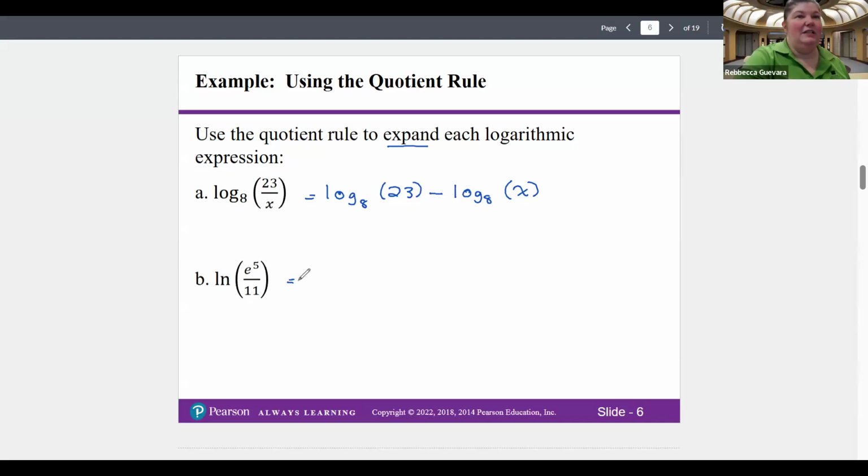Here we have natural log. So we have natural log of e to the 5th over 11, which is going to turn into natural log of e to the 5th minus natural log of 11. And we know this one, since this is a base e log, so base e to the power of 5 just leaves me with 5. So 5 minus natural log of 11.